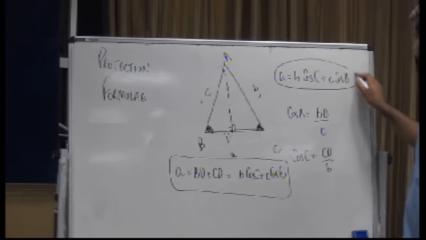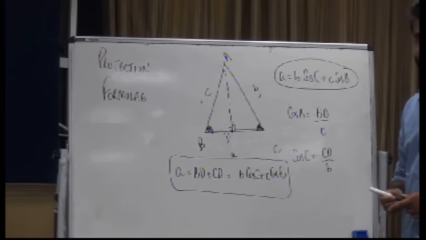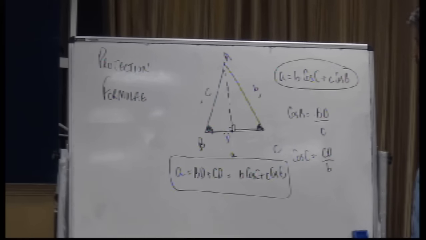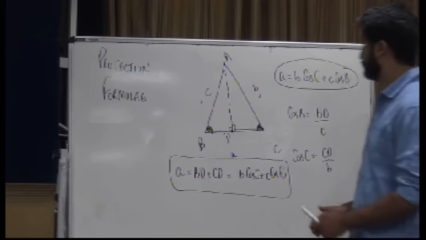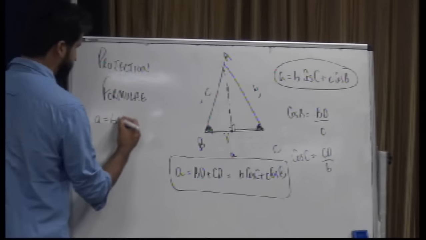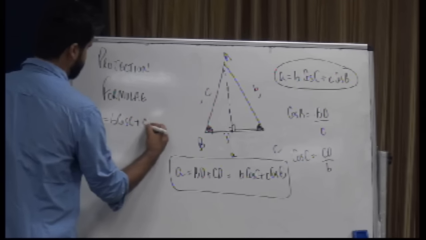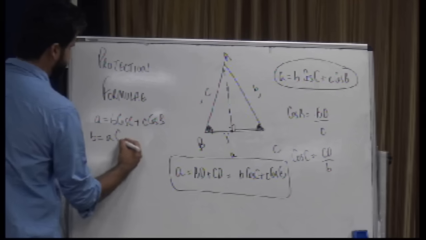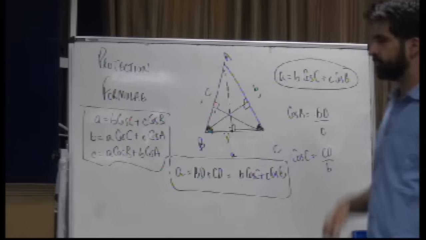So A is equal to B cos C plus C cos B. Similarly, can you write the two other ones? B will be equal to C cos A plus A cos C. So we have A is equal to B cos C plus C cos B. B is equal to A cos C plus C cos A.